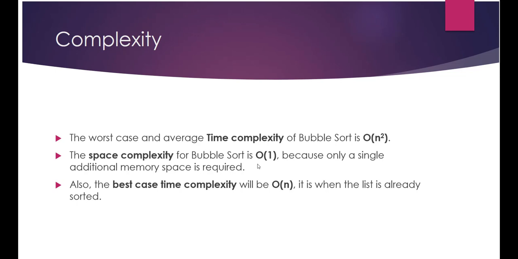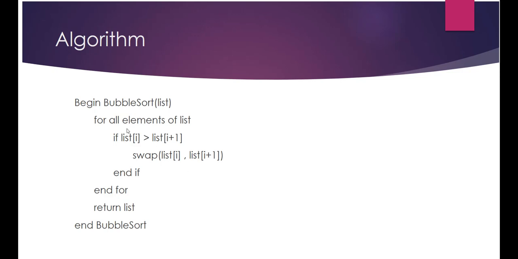Now have a look at the algorithm. Here we are providing a list. A list is nothing but an array which we need to sort using bubble sort. For all elements of the list, we are going to check this condition. In this condition, we are checking if list of i is greater than list of i plus 1. If this is the case, then we need to swap these two elements. This is the end of the if. Once all elements get sorted, then we end our for loop. Here we are returning the list. This list is the sorted list. After returning the sorted list, we are going to end our bubble sort.